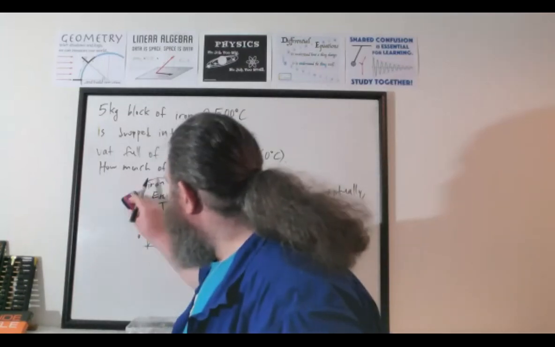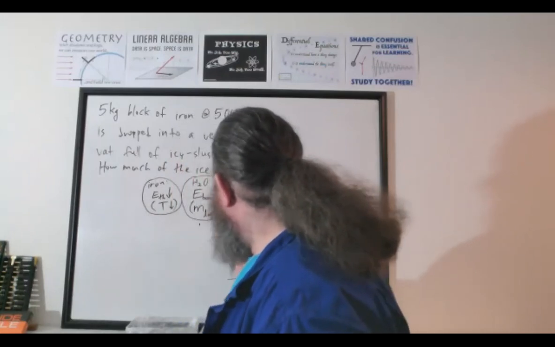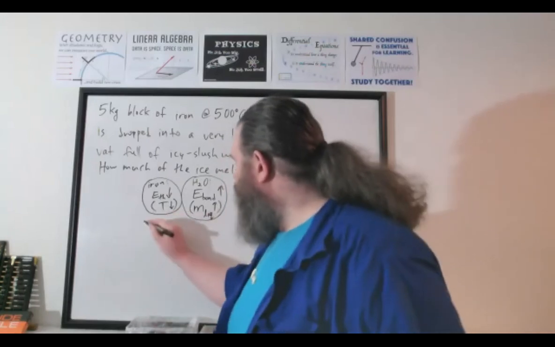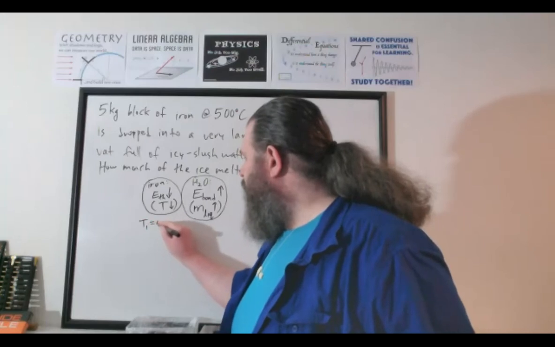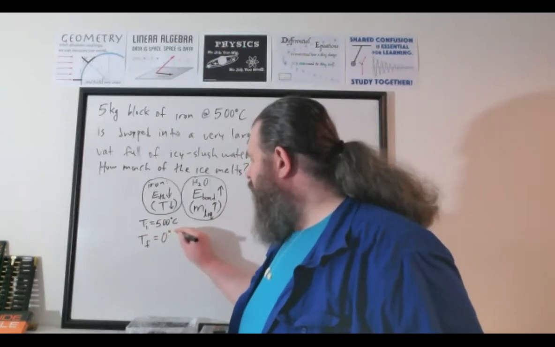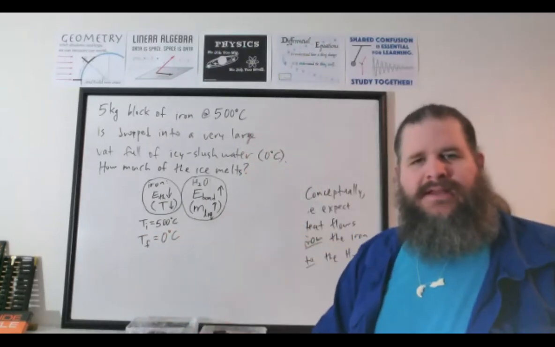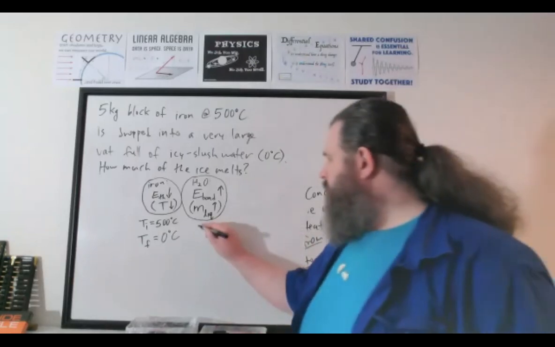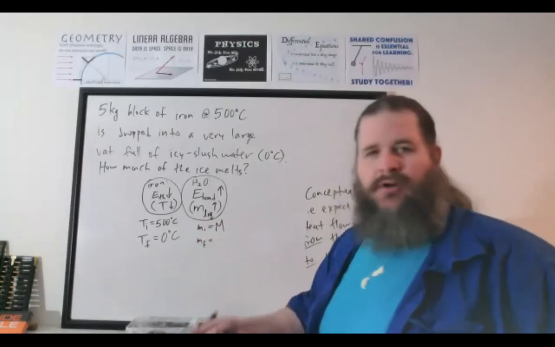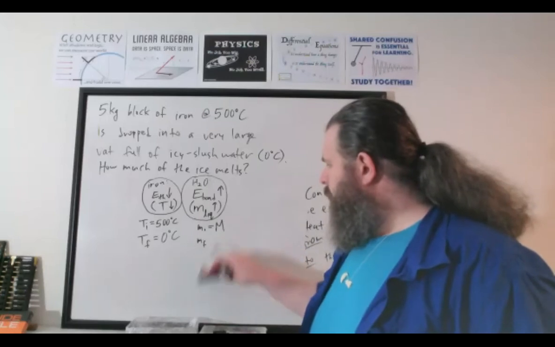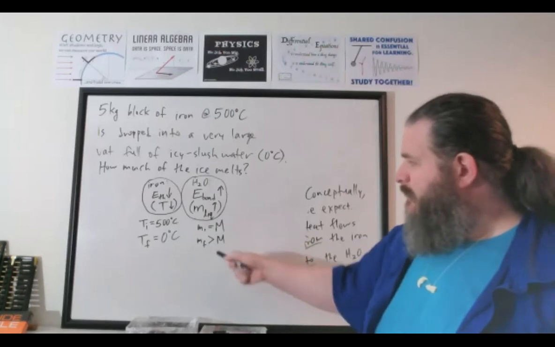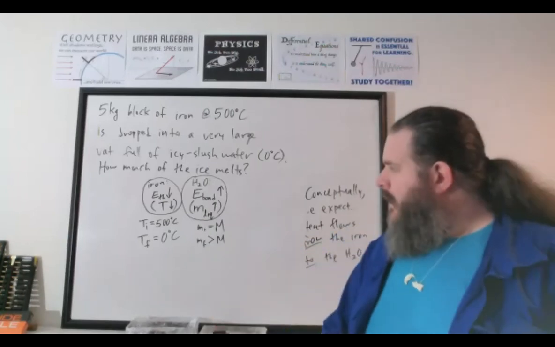And we should even be able to list out the initial and final values here. Let's say iron starts off at an initial temperature of 500 degrees Celsius and ends at a final temperature we know of 0. As for the water, we don't really know how much of it starts off as a liquid. Let's just call that capital M. And then the final amount, we don't know either, but it's going to be more than M. So we start off with some amount in liquid phase, we end up with more than that in liquid phase. And that's the whole system.